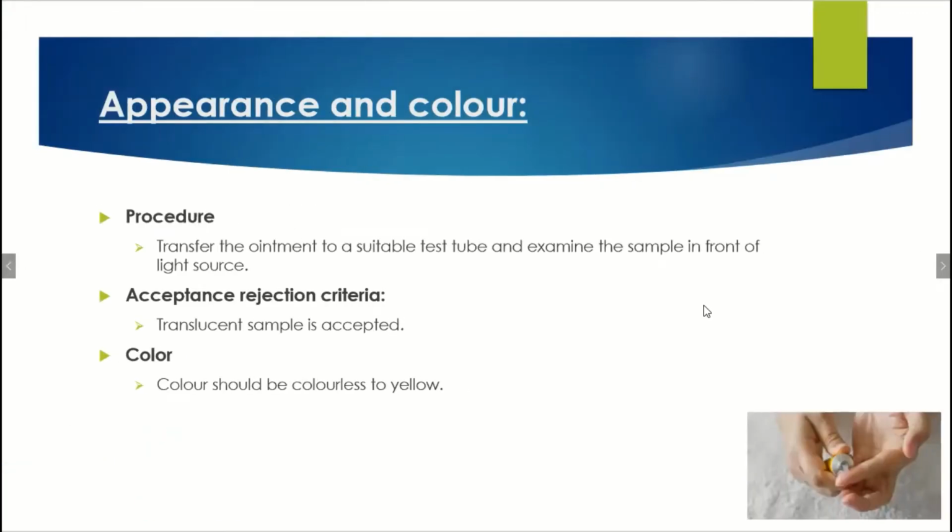First of all, we will see the appearance and color test. The procedure for this test is very simple. We just take a tube in which the ointment is filled, and we examine the color and appearance of the medicament filled in the tube under any light source. The acceptance criteria are very simple: a translucent sample is acceptable, where light can pass through it, and the color should range from colorless to yellow.